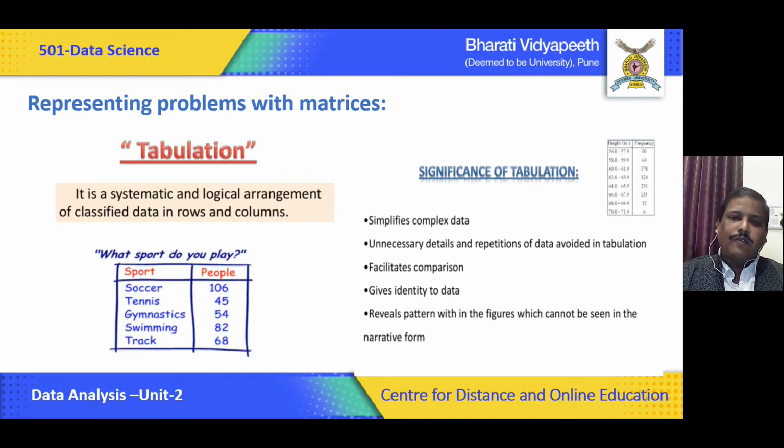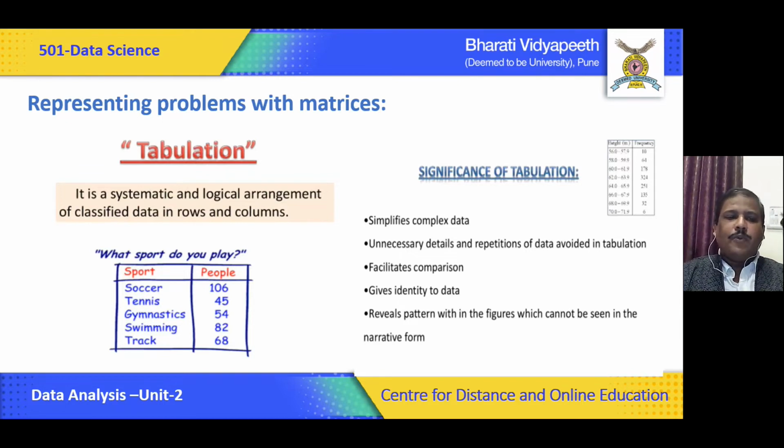When you talk about a matrix, you might have come across different types of matrix, like a 2 by 2 matrix, or an N by M matrix format. You have rows and columns you can put, and normally we use a tabular format. It is a systematic and logical arrangement of classified data into rows and columns, that is, tabulation.